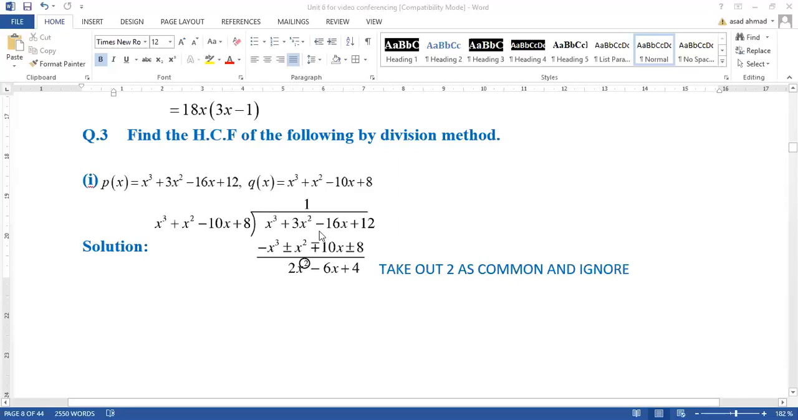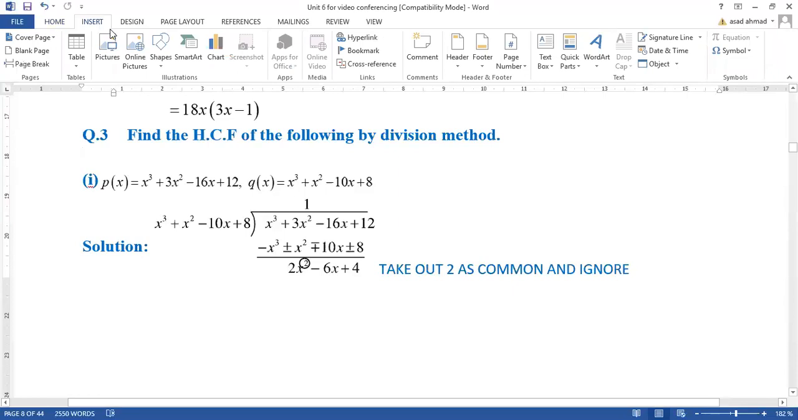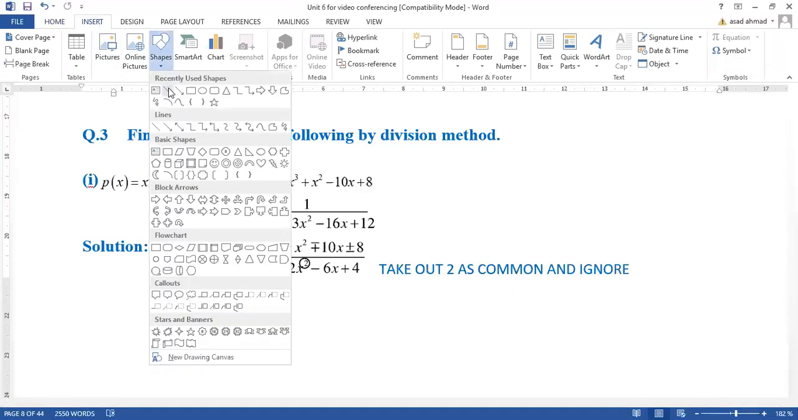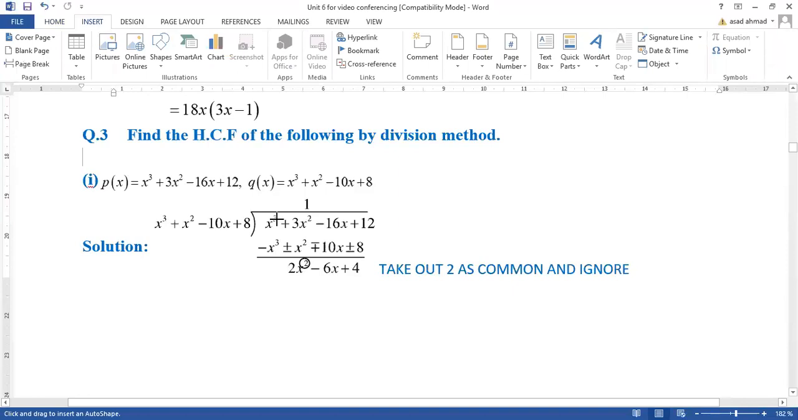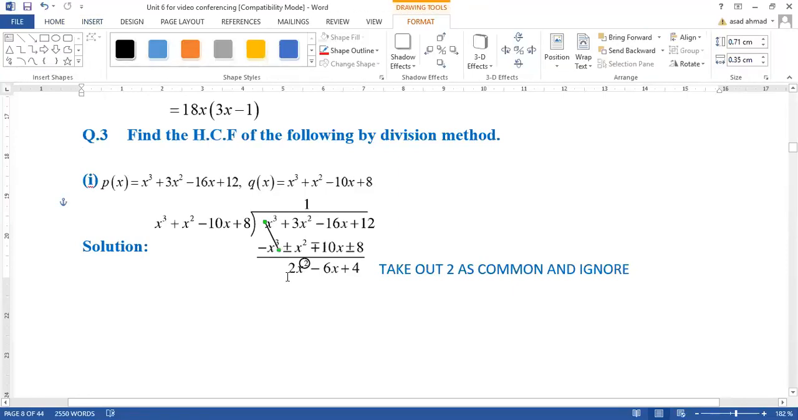And then you will see that the terms which are the same but have opposite signs will be cancelled out. Let me show you the process of cancellation. These two will be cancelled. Because these will be cancelled, you would not write anything as a remainder. 3x square minus x square will give you 2x square, and 10x minus 16x will give you minus 6x, plus 12 minus 8 will give you plus 4.